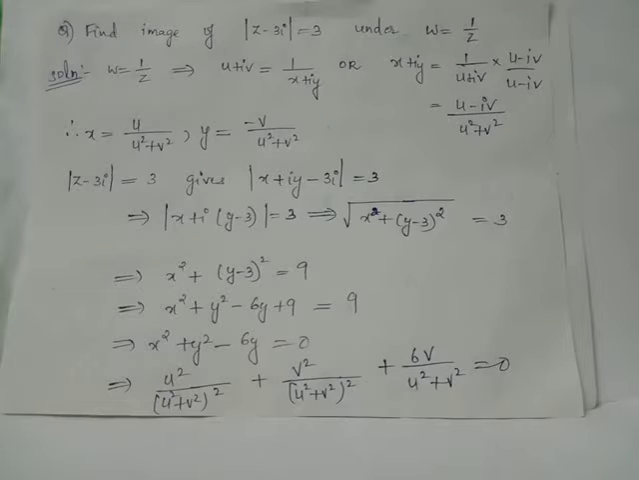Image of mod z minus 3i equals 3 under the transformation w equals 1 by z. We have w equals u plus iv and z equals x plus iy. Therefore, this transformation can be written as u plus iv equals 1 by x plus iy, which can also be written as x plus iy equals 1 by u plus iv.